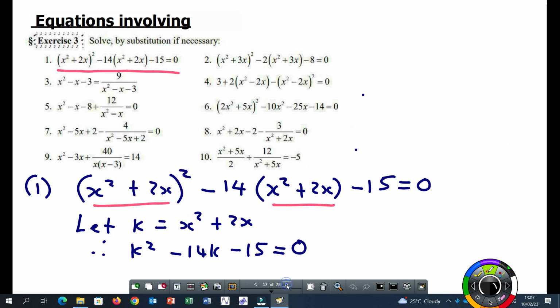Alright, the new aspect, can I have your attention? So we have got a new aspect now. Equations involving substitution.